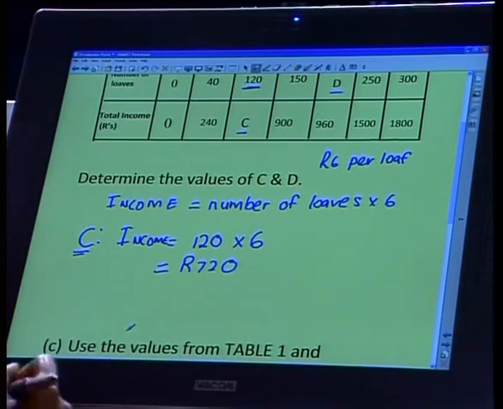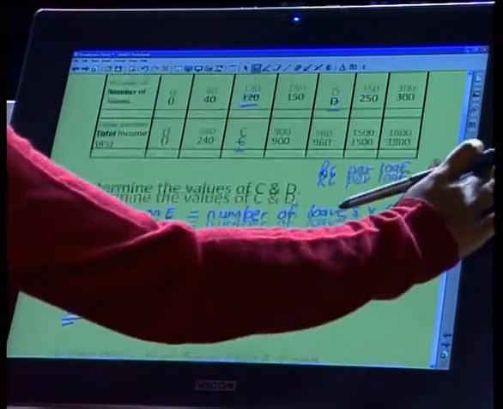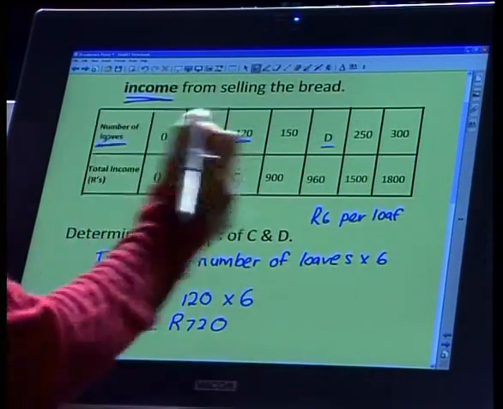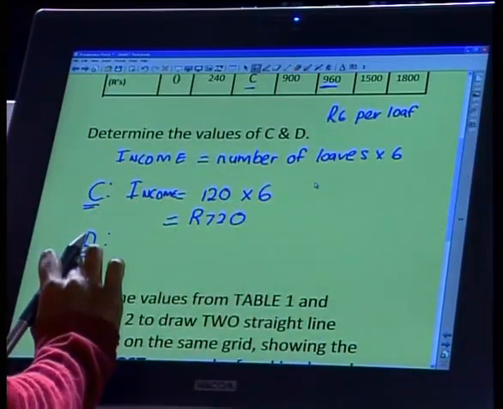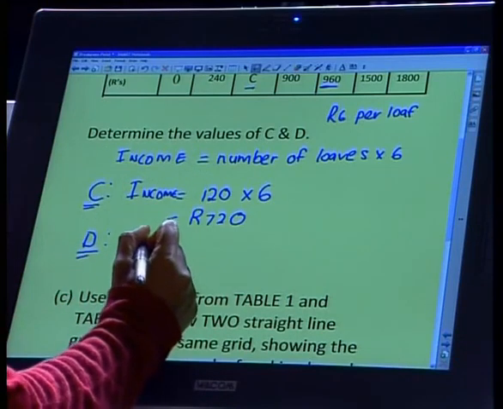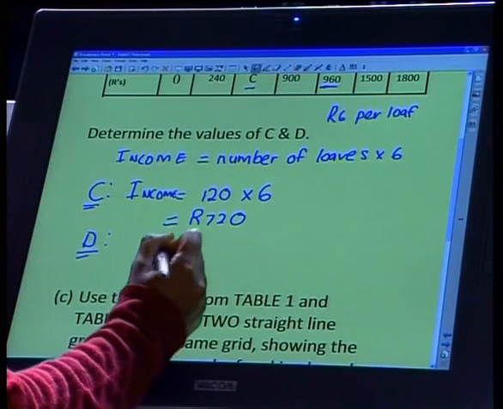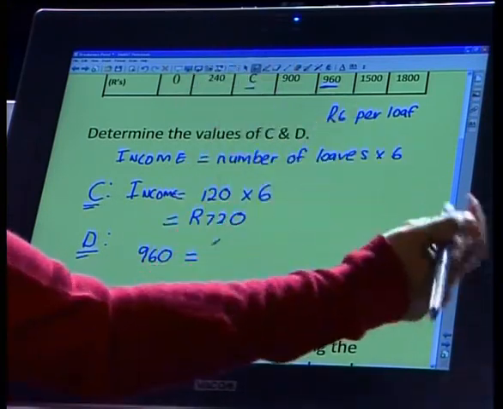Now, for the value of D, here we're working a little bit backwards because we need to work out the number of loaves. We are given that the total income is R960. So if I need to find out the value of D, I can substitute my total income, which is 960, and that's going to be equal to the number of loaves, which is what we are trying to work out.